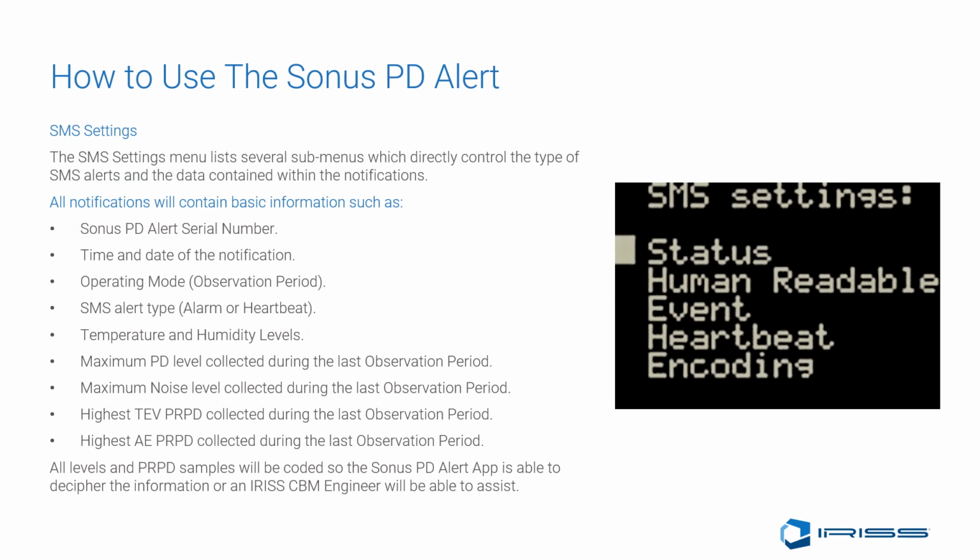The SMS settings menu lists several submenus which directly control the type of SMS alerts and the data contained within the notifications it sends. All notifications will contain basic information such as Sonus PD Alert serial number, time and date of the notification, operating mode, i.e. what observation period it's in, SMS alerts, its alarm or heartbeat, temperature and humidity levels, maximum PD level collected during the last observation period, maximum noise level collected during the last observation period, highest TEV PRPD collected during the last observation period, and the highest AE PRPD collected during the last observation period.